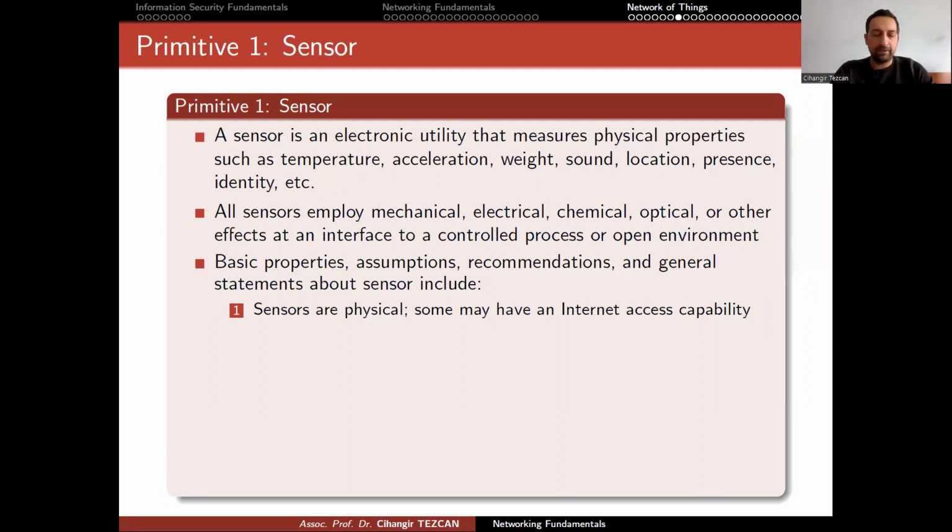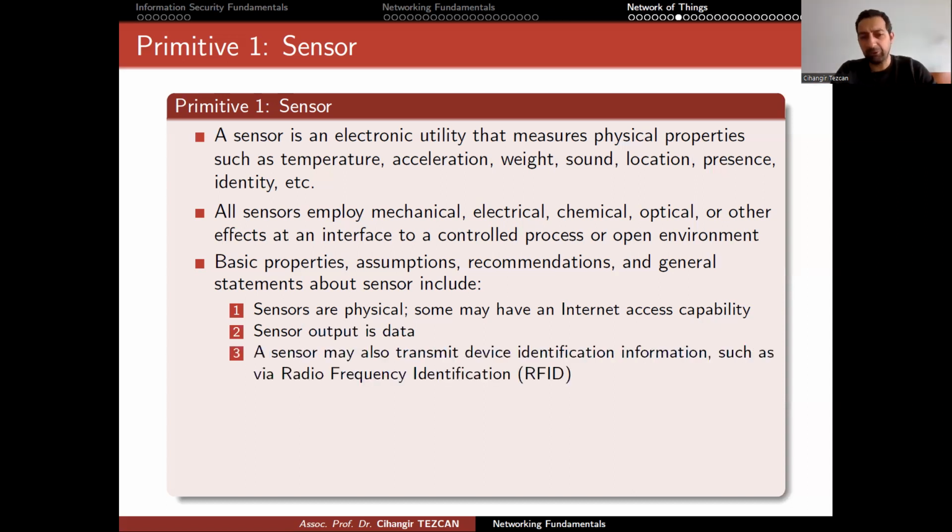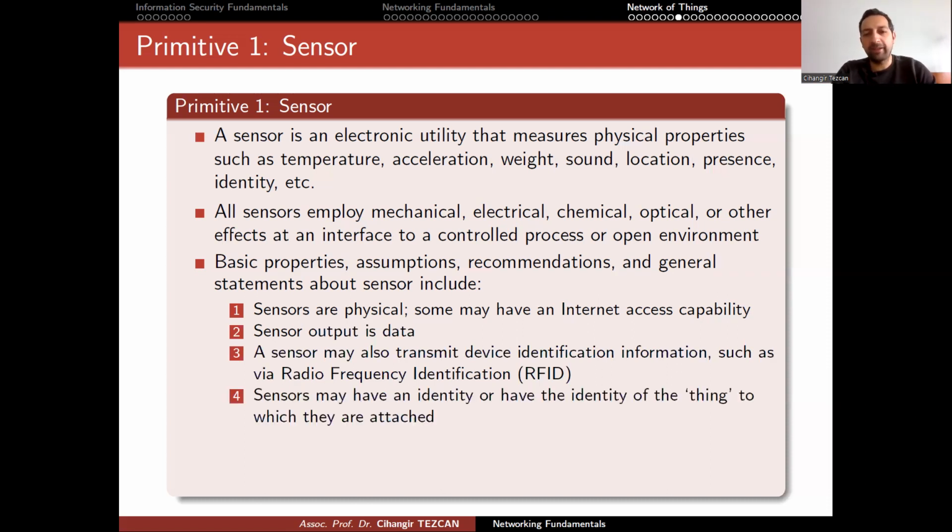So I told you that the NIST document Network of Things looks at this problem. I actually shortened it here, so let's just focus on the most important stuff, but I encourage everybody to read the NIST document Network of Things. So let's look at some basic assumptions, recommendations, and so on. Sensors are physical. Some may have an internet access capability. Sensor output is data. A sensor may also transmit device identification information, such as via radio frequency identification. Sensors may have an identity or have the identity of the thing to which they are attached.